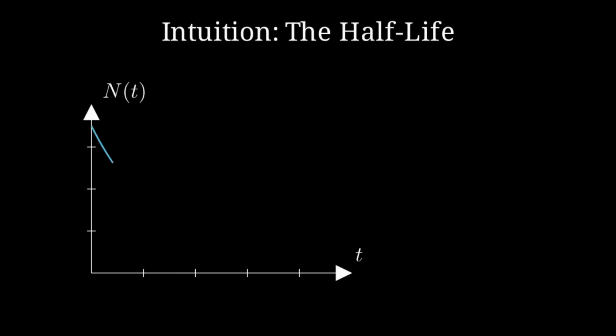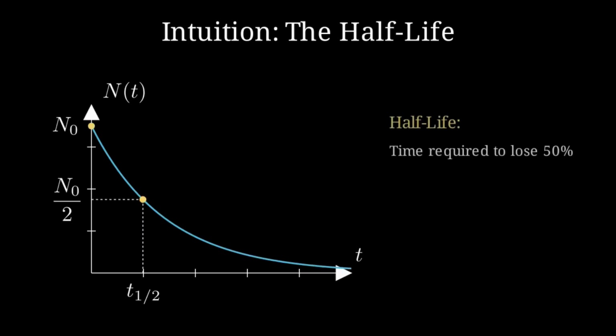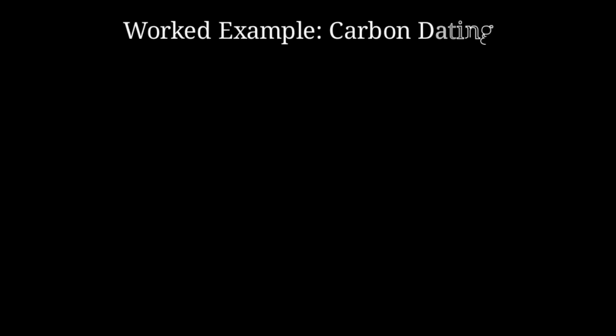A common way to describe decay is half-life. This is the time it takes for exactly half of the substance to disappear. Interestingly, this time interval is constant regardless of how much you start with. Whether you have a gram or a ton, the time to lose half remains the same, dictated by the constant k.